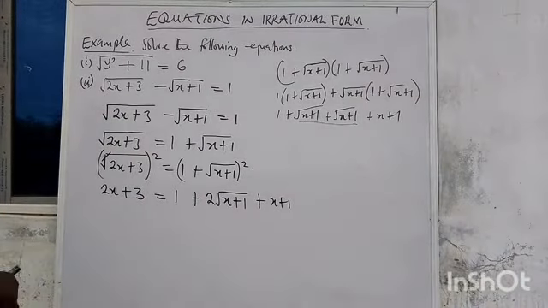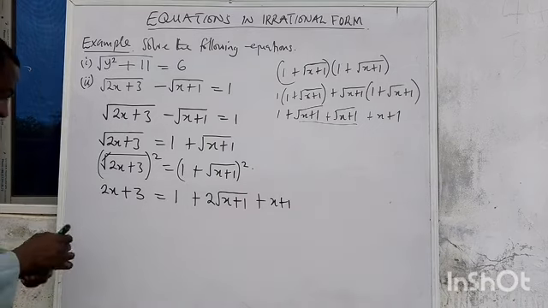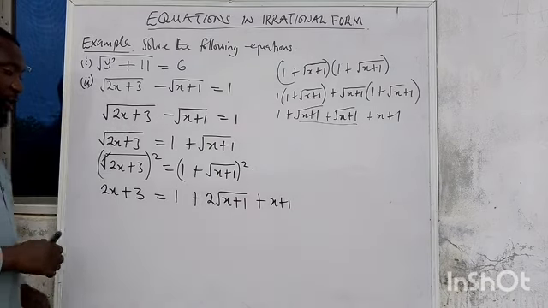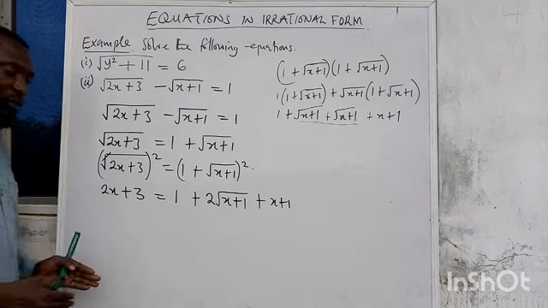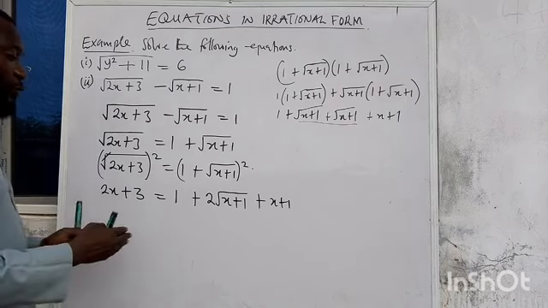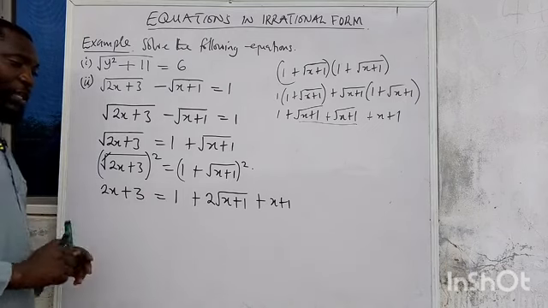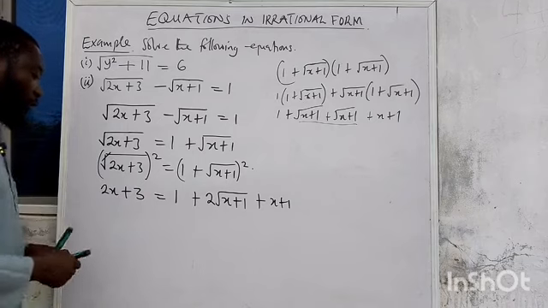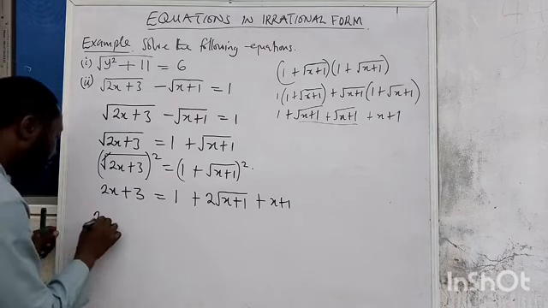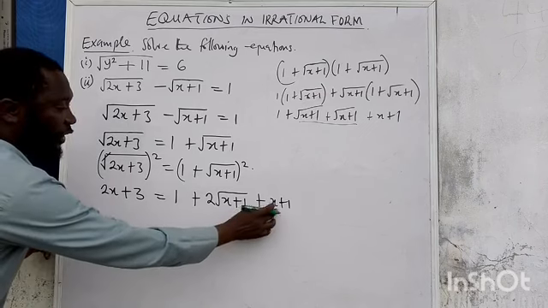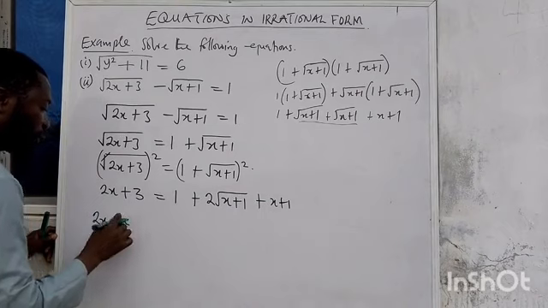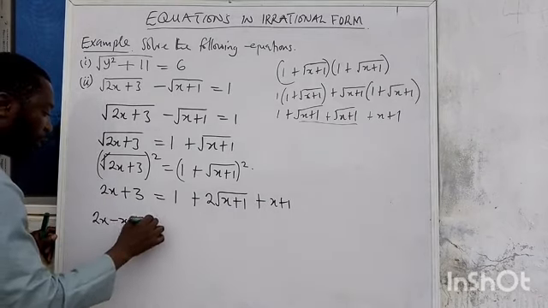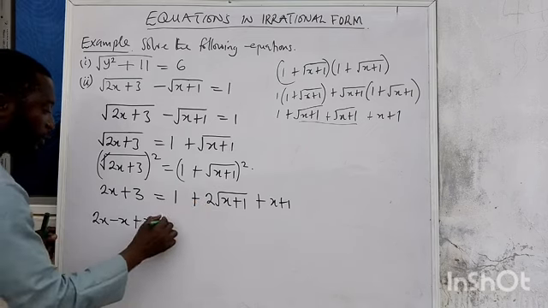Now let's collect the like terms. I want to move those rational parts, those that are not in the square root, to one side, and I leave the one in the square root on this side. Now I have 2x here. I have x here. This x is positive, move it to this side, minus x. Here also I have 3 plus 1 here. Move 1 to this side, that's minus 1.